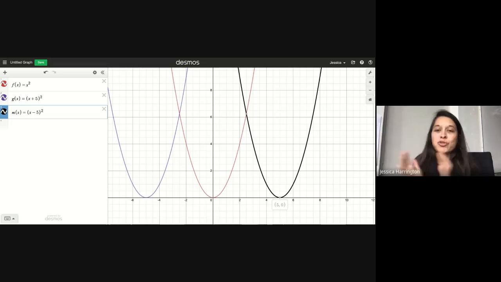So horizontal translations do the same thing. They move them left and right, but you're only adding the number to the x. That's the first important thing. And then the second thing, it's the opposite of what you think. When you add to the x, it actually moves it to the left. And when you subtract from the x, it actually moves it to the right.